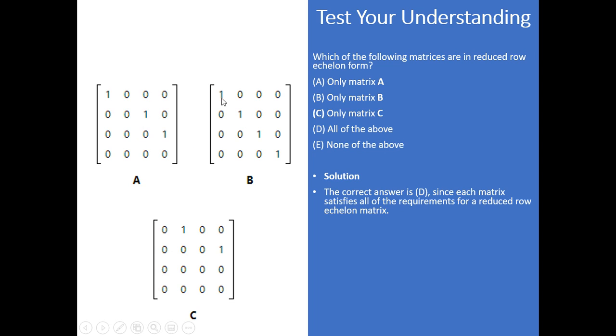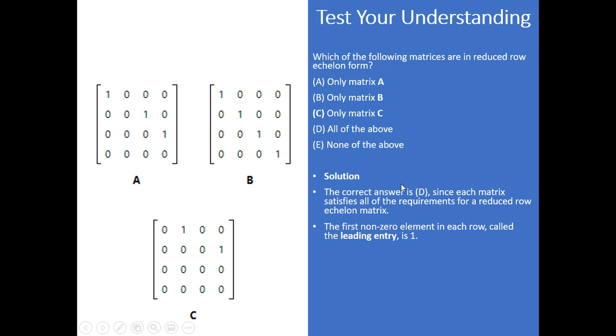So we can see that with all leading entries of 1, there are 0s above and below, and it's implied that there are zeros below. Same thing with letter C. So the correct answer again is D.